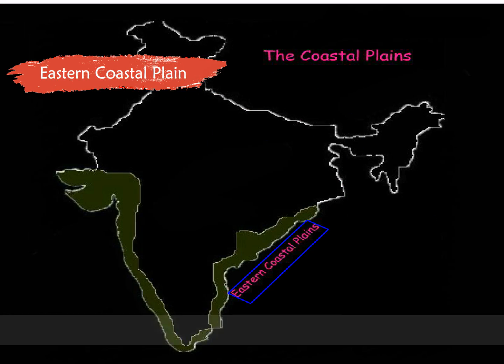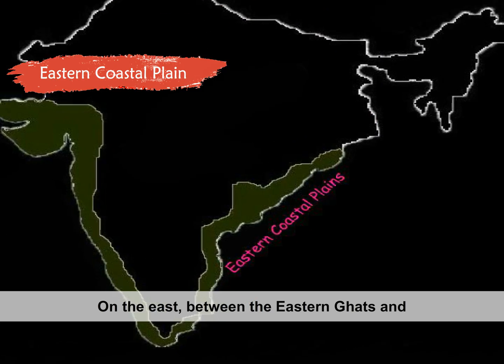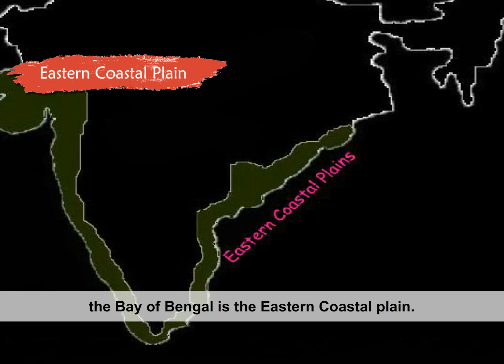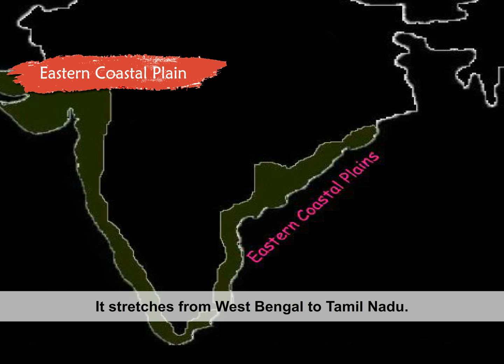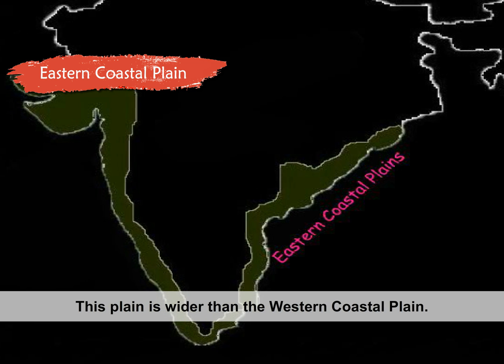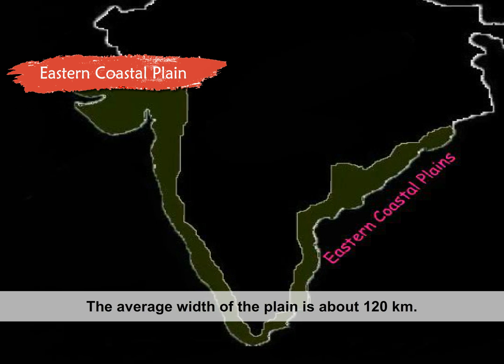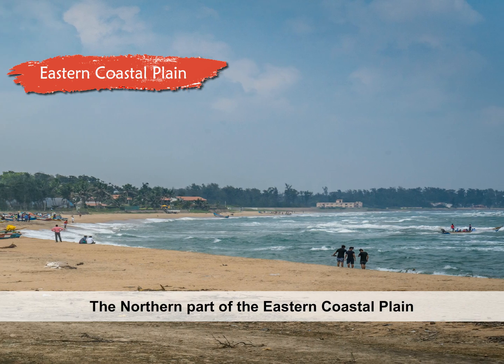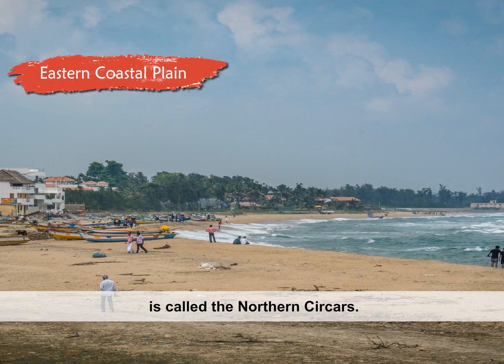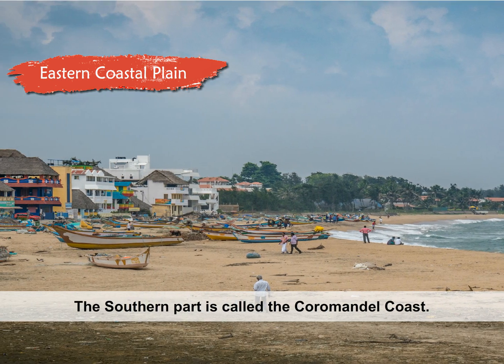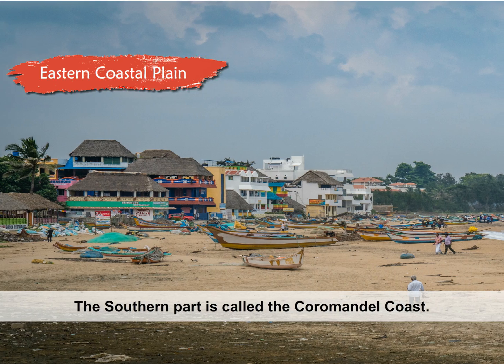Eastern Coastal Plain. On the east, between the Eastern Ghats and the Bay of Bengal, is the Eastern Coastal Plain. It stretches from West Bengal to Tamil Nadu. This plain is wider than the Western Coastal Plain. The average width of the plain is about 120 km. The northern part of the Eastern Coastal Plain is called the Northern Circars. The southern part is called the Coromandel Coast.